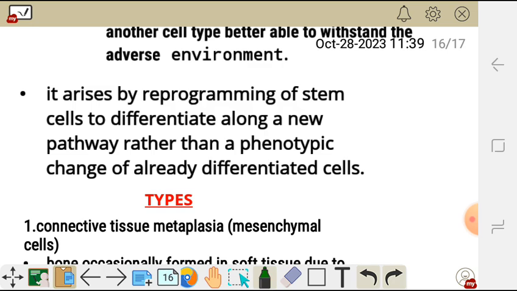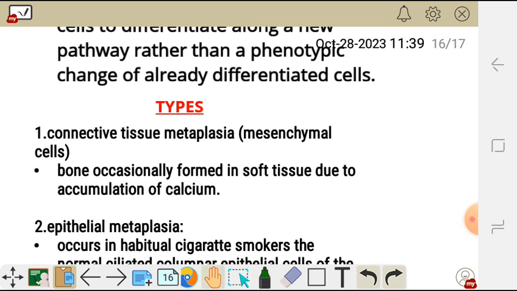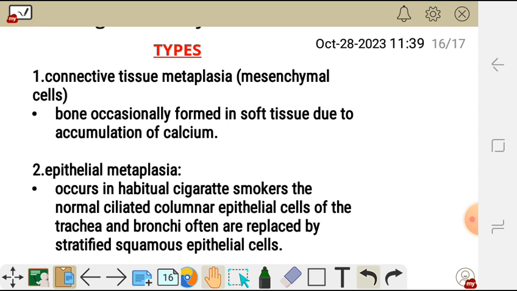Then it is of two types. We have what we call connective tissue metaplasia, which occurs in mesenchymal cells, where we have bone occasionally formed in soft tissues due to accumulation of calcium. This is mainly seen in muscle tissue, where if we have accumulation of calcium, then we are going to see bone formation in those soft tissues.